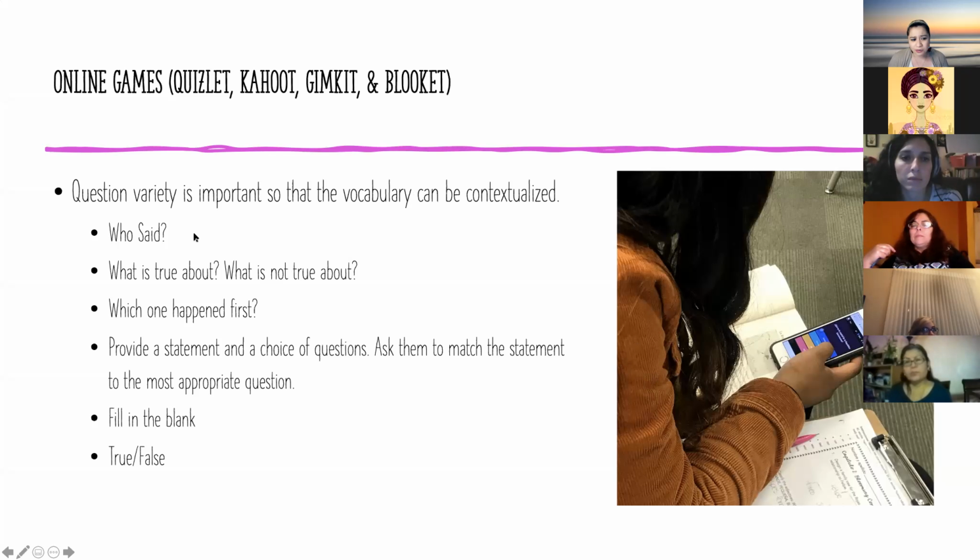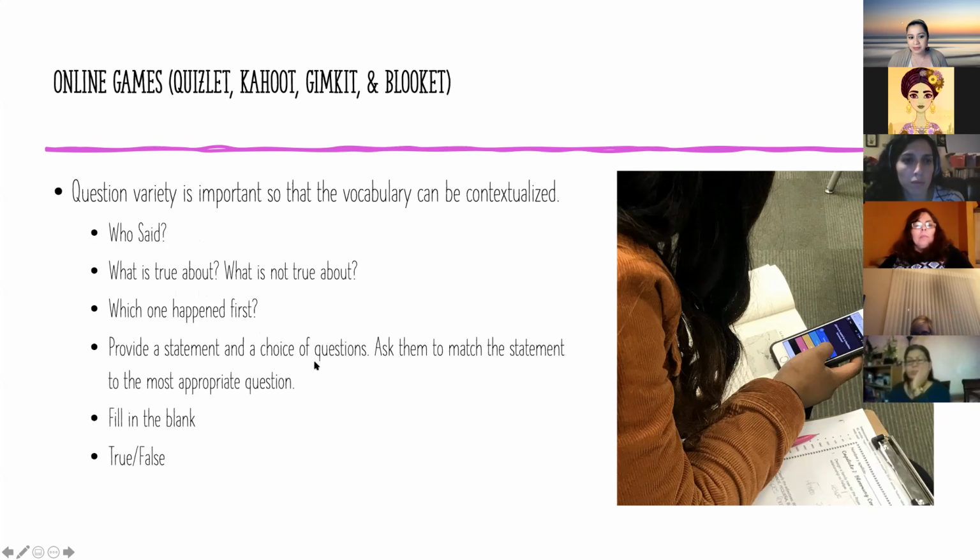What kinds of questions can you make when you are doing Quizlet, Kahoot, Gimkit, and Bluekit? Okay, you can say, who said the following phrase? Or which phrase did Frida say, and give them a couple different phrases from different people. Or what is true about Frida? What is not true about Frida on chapter 3? And give them statements. Or which one happened first? And only give them 2 choices. What I do on Gimkit, if it's a true or false question, I just put XXX on the other 2 choices. So they only have 2 choices.